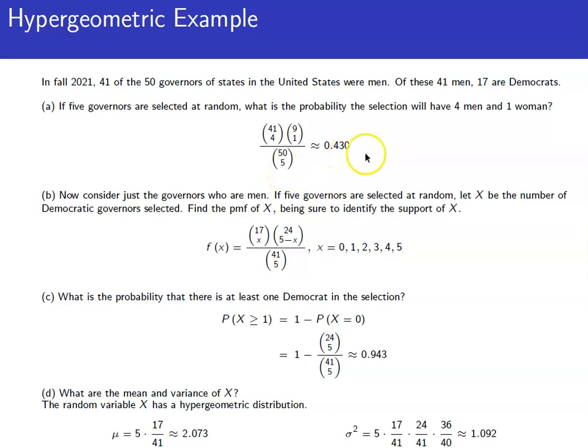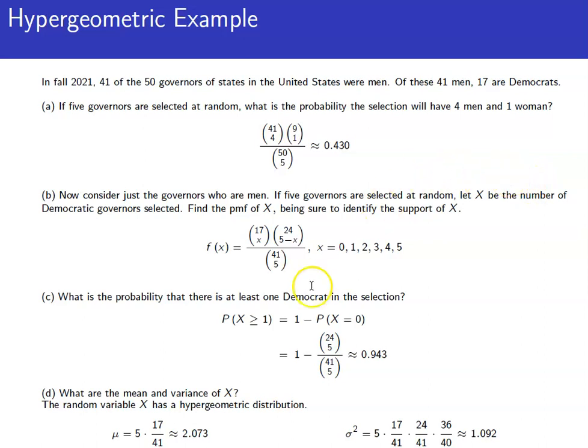For the numerator, we can think about it breaking it into tasks. We can choose the 4 men and then choose the 1 woman. For the 4 men, we have 41 possibilities to choose from, where we're going to choose 4 of them, so we have 41 choose 4. For the 1 woman, we could just write this as times 9, but it's 9 women and we're going to choose 1 of them. And then again, since we're doing 4 men and 1 woman, task 1 followed by task 2, this is a multiplication principle, we'll multiply those 2 together. And if we simplify, we get approximately 0.43 for the probability.